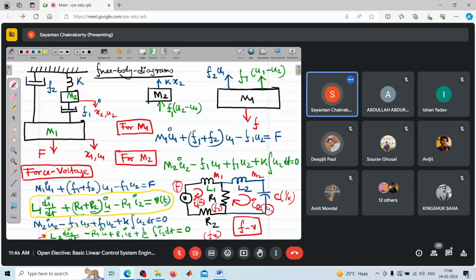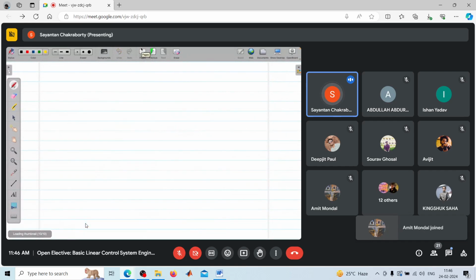And it satisfies all the rules that I already mentioned. So if you want to develop the model based on the rules, it is very difficult. So it is rather easy to write down the equations and then convert or replace each and every mechanical component with its electrical equivalent. Okay. Now, if you want to obtain the force current analogy, then how can you obtain that?